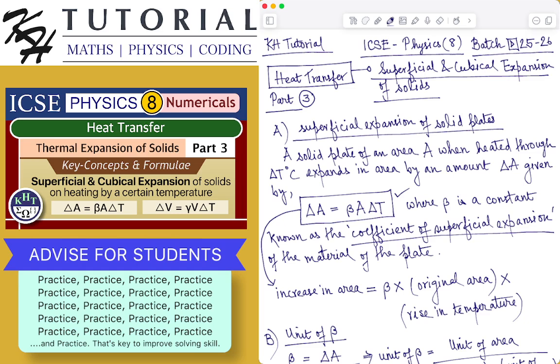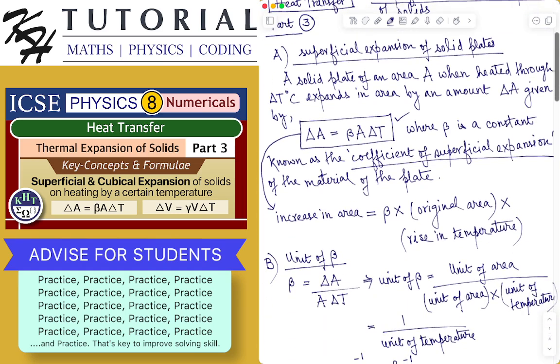Delta A is the increase in area of the solid plate. Beta is known as the coefficient of superficial expansion, which again is a constant for a specific material, and the value is different for different materials of the plate. And A is the original area of the solid plate, and delta T is the increase in temperature. So for superficial expansion of solid plates, the increase in area is equal to beta multiplied by the original area multiplied by the rise in temperature.